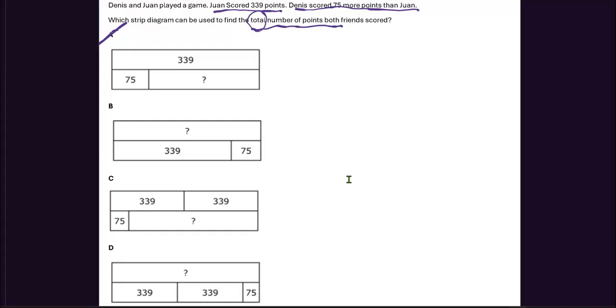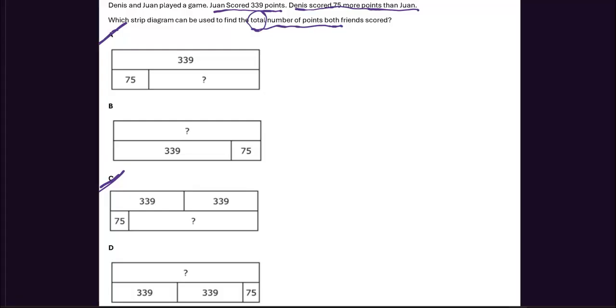C, again, this one we don't even have a whole box. So that also would be out. D, we have the question mark in the whole, which is what we want. So now we have to move on to a next step because we have two of them, okay?